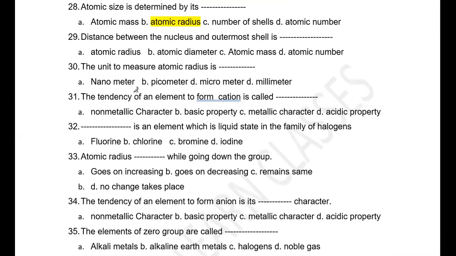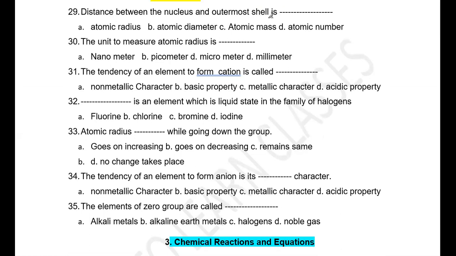Next is distance between the nucleus and outermost shell is called dash. Atomic radius, atomic diameter, atomic mass, atomic number. Option A, atomic radius. The unit to measure atomic radius is dash. Nanometer, picometer, micrometer, millimeter. We know atomic radius is measured in picometer. So option B is the correct answer.